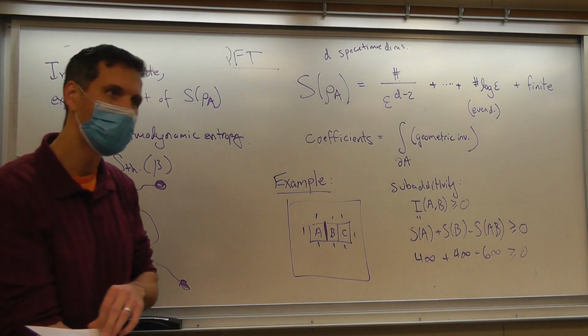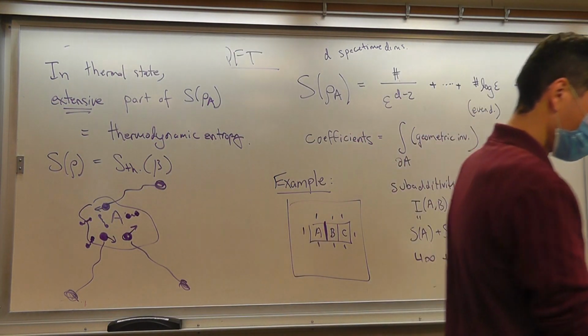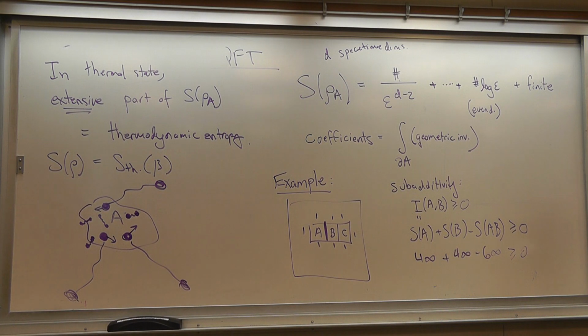I have a question. Yeah. You wrote that if L is much greater than beta, then, on the right board, the von Neumann entropy of region A goes to that thing, which is the volume of A times the thermal entropy at temperature beta.